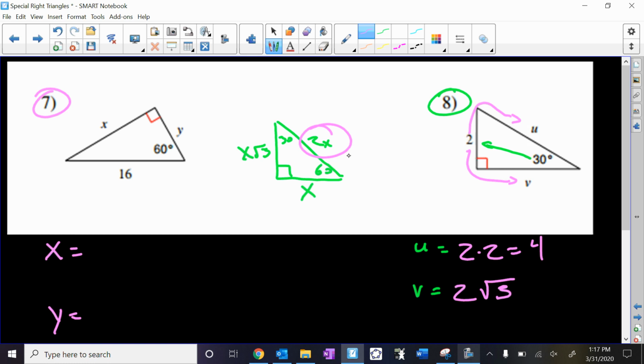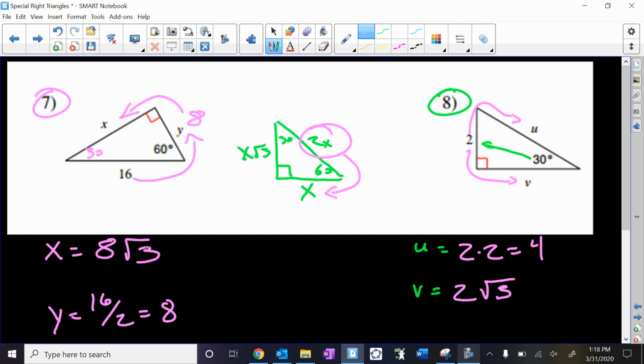And I know that I always need to get to the short leg. So to get from the hypotenuse to the short leg, I'm going to divide by 2. I've got to get rid of the 2. So I'm going to take 16 divided by 2 to get me y, because that's the one that's across from the 30-degree angle. 16 divided by 2 gets me 8. And now that I know that this side length is 8, I can go to the long leg. 8 times the square root of 3 is 8 square root of 3.